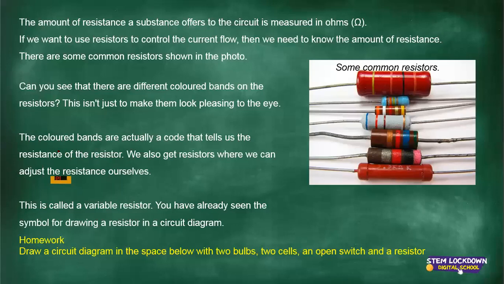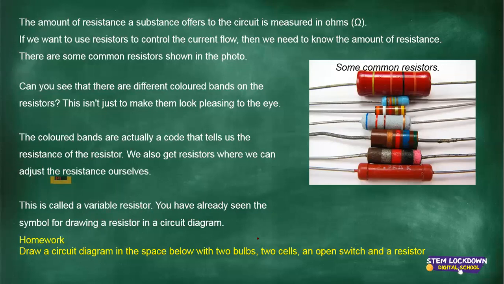And the purpose is that the color bands are actually a code that tells us the resistance of the resistor. So these color bands will tell an electrician what the code is and what the measurement of the ohm is, how much resistance it offers, so whether to use it or not to use it. And we also get resistors where we can adjust the resistance ourselves. That is what I was talking to you about, a variable resistor. So this is where you can adjust the amount of electrical current in it. You've already seen a symbol for a resistor in a circuit diagram. That was our previous lesson where I showed you the symbol of the resistor, but I will show it to you again later.